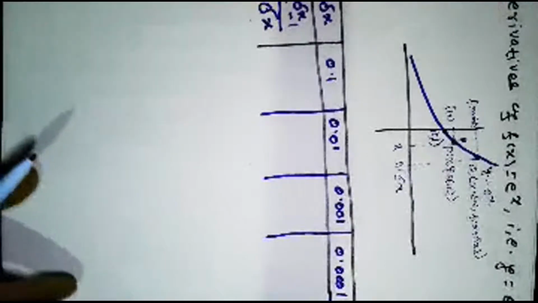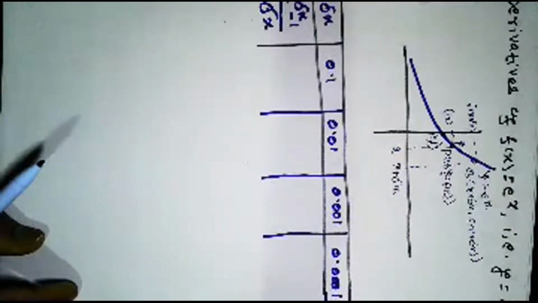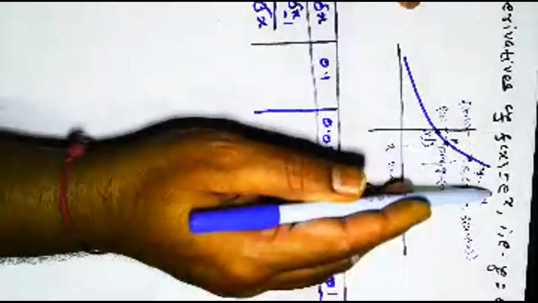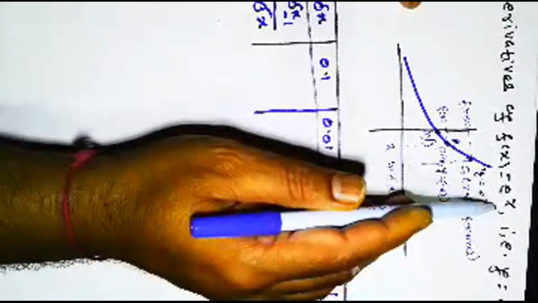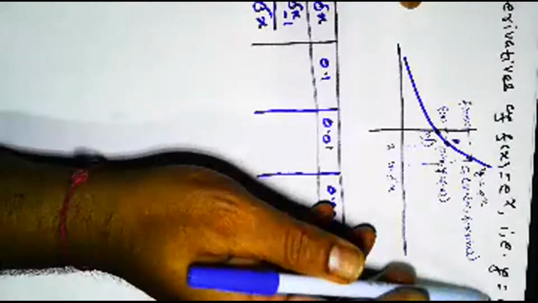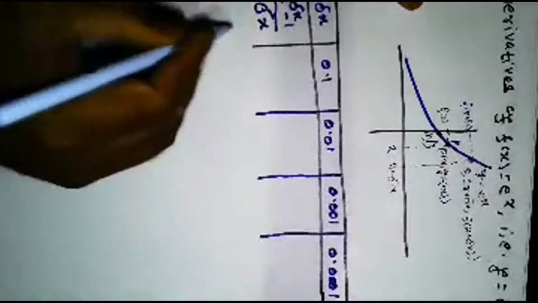Now we'll see how to find the derivative of f(x) equals e^x. So this is an exponential function in terms of x, and we are going to find the derivative of these functions. So here let's see, we have y equals f(x), and that is given as e to the power x, and you have to find dy by dx.